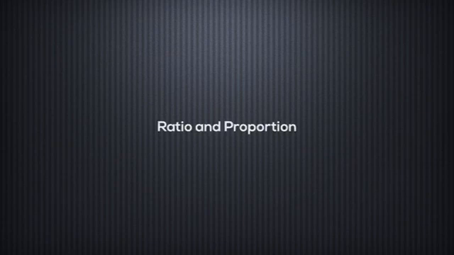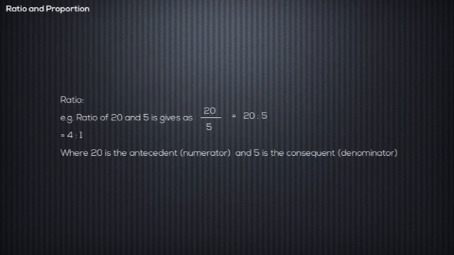Ratio and proportion. In this chapter, we will learn about ratio and proportion. Ratio: the ratio of two quantities A and B is the fraction A by B and is expressed as A is to B. Here, A is the first term or antecedent and B is the second term or consequent.